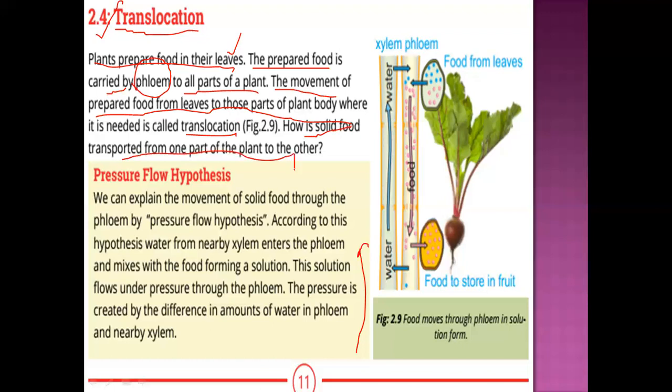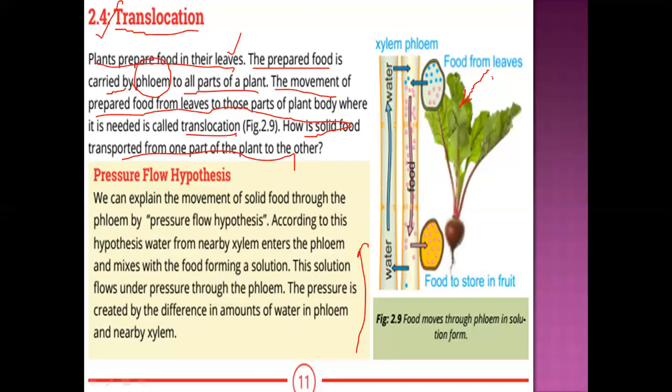This is actually the main problem here because water is in the liquid form, so it can move anywhere easily. But food is present in solid form. What do you mean by solid form? Did you study photosynthesis in grade 6? Yes. So in photosynthesis, what happened? Leaves, with the help of sunlight and green chlorophyll, as well as carbon dioxide and water, produce their food.